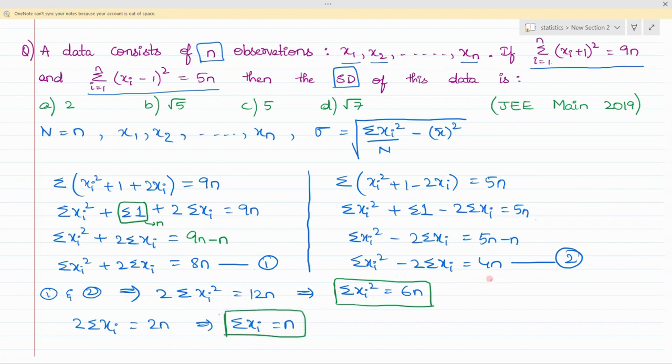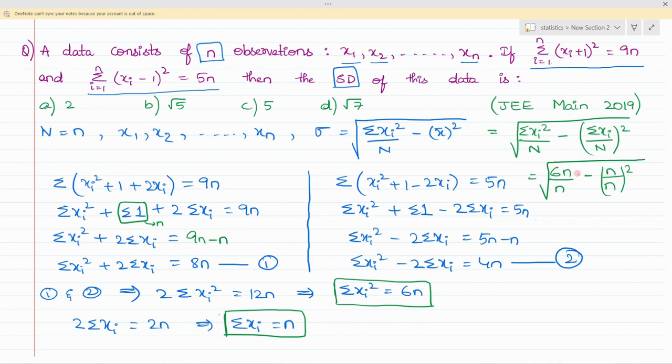So what's the formula of standard deviation? Here we can write it as the square root of sigma xi square upon n minus mean, which is sigma xi upon n, whole square. Sigma xi square we just got, that is 6n, total number of observations are n, minus sigma xi we got, that is n, total number of observations are n, whole square, under root. n gets cancelled, this and this get cancelled. So it becomes 6 minus 1 under root, that is root 5. So option B is the required answer to this question.